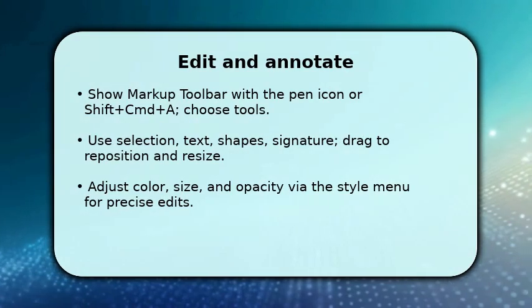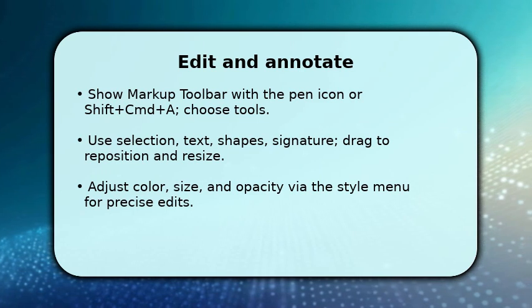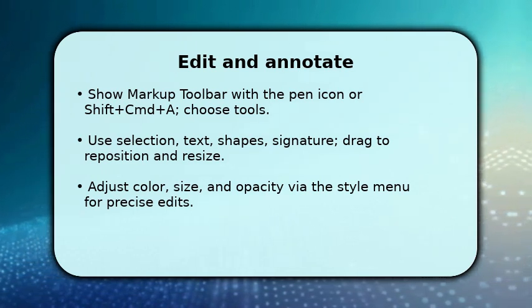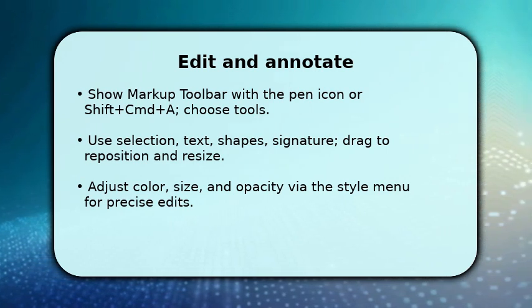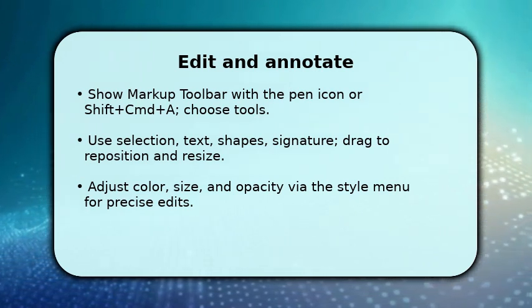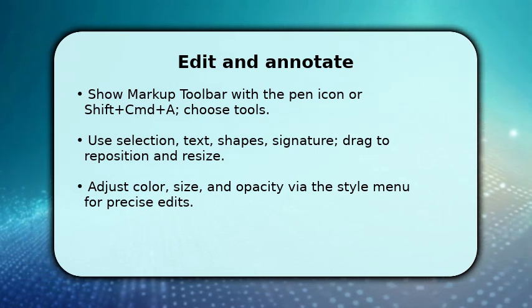Now you edit and annotate. Click the markup toolbar icon or press Shift plus CMD plus A to reveal annotation tools. You can add text boxes, shapes, and a signature. Select a tool, click where you want it, then drag to resize. Use the Style menu to change font, color, line thickness, and opacity for readability.